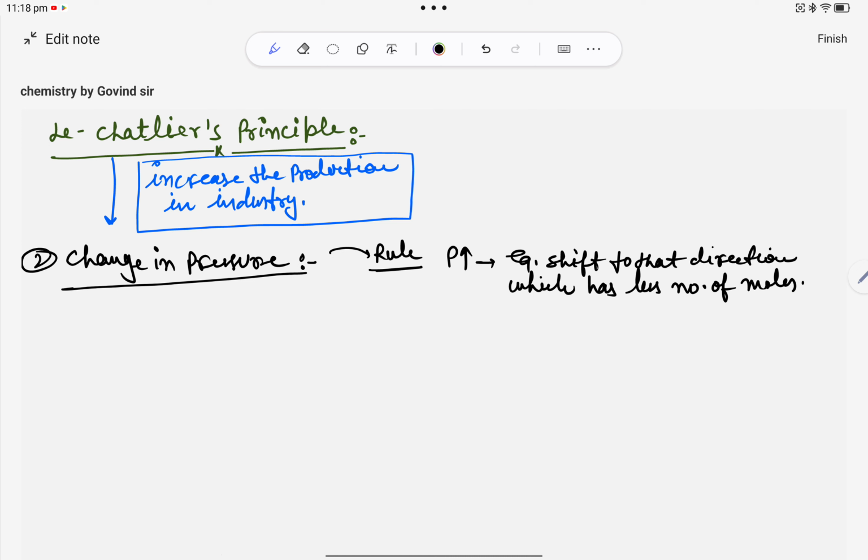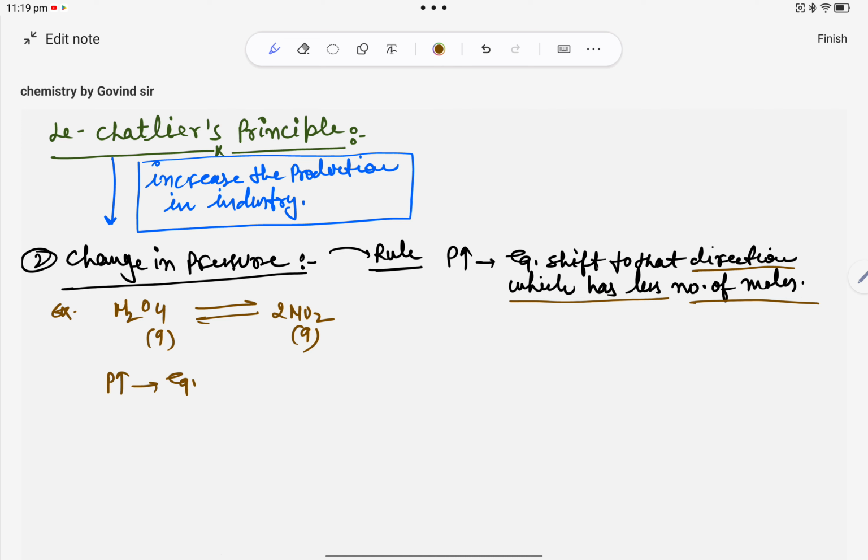If you increase the pressure, then the equilibrium shifts in which direction? The one which has less number of moles. So for example, N2O4 forming 2NO2 gas. If you increase the pressure in that case, then the equilibrium shifts in which direction? Here 2 moles, here 1 mole. So here the number of moles is less, so the backward direction.